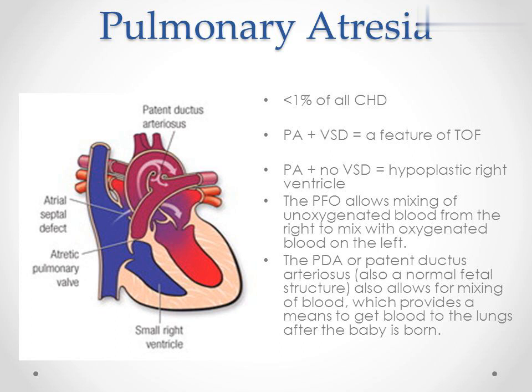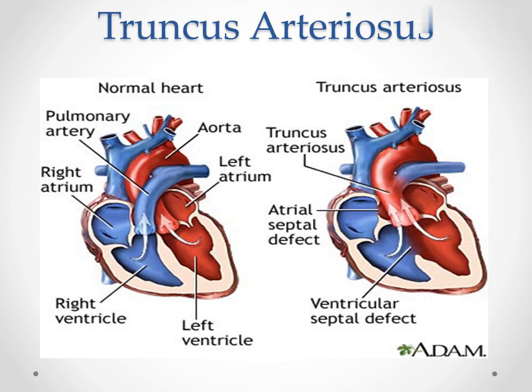Pulmonary atresia, less than 1% of all CHD. PA plus VSD equals a feature of TOF. PA plus no VSD equals hypoplastic right ventricle. The PFO allows mixing of unoxygenated blood from the right with oxygenated blood on the left. The PDA, or patent ductus arteriosus, also a normal fetal structure, also allows for mixing of blood, which provides a means to get blood to the lungs after the baby is born. Truncus arteriosus.